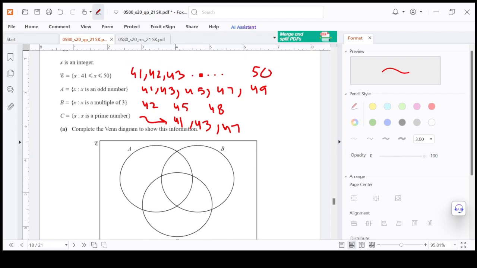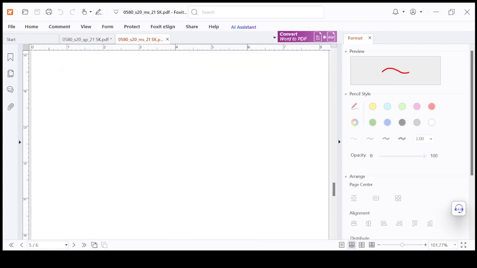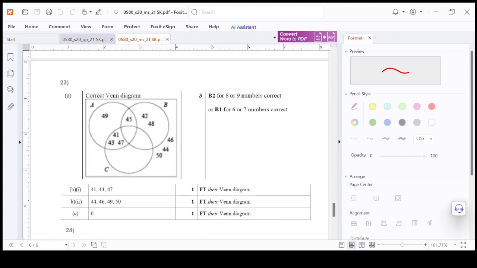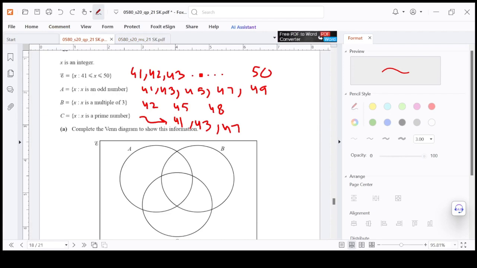Okay, now complete the Venn diagram. A has all the odd numbers. Let's first look for common numbers. Do we have anything that's common between all 3 of them? Actually, we do not. So there's nothing here. Let me check in the answer. Yep, there's nothing in the middle. Now let's see what else is common. There is 45 common in A and B. So I'm going to write 45 here. Let me cut that out.